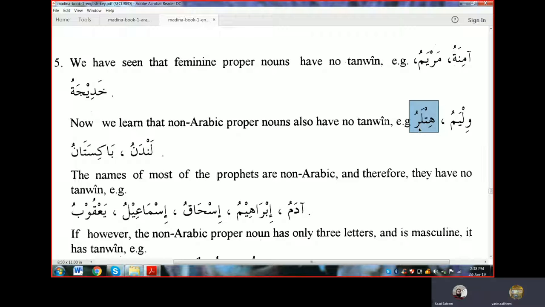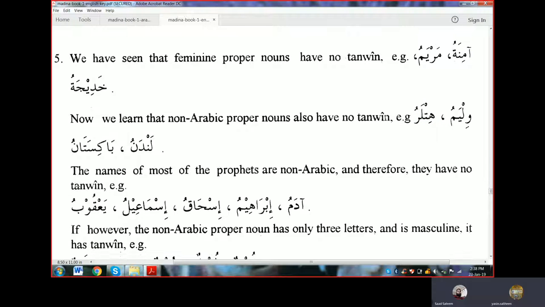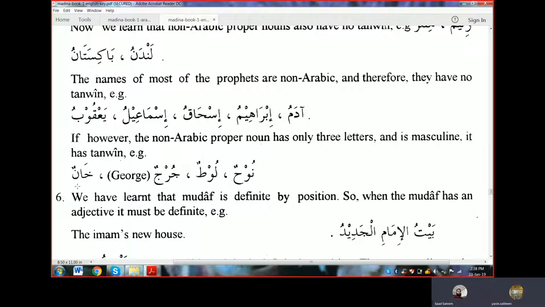Likewise, the names of most of the prophets are non-Arabic, and therefore they have no tanwin. Adamu, Ibrahimu, Ishaqu, Ya'qubu.